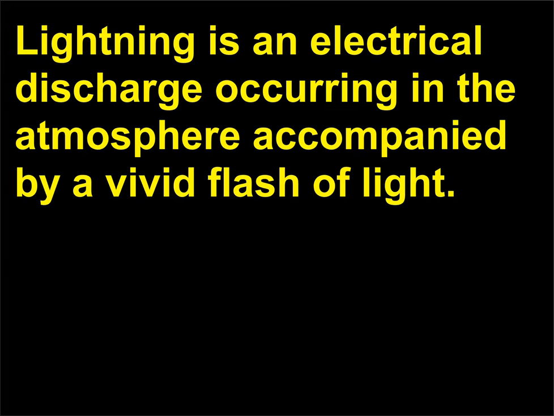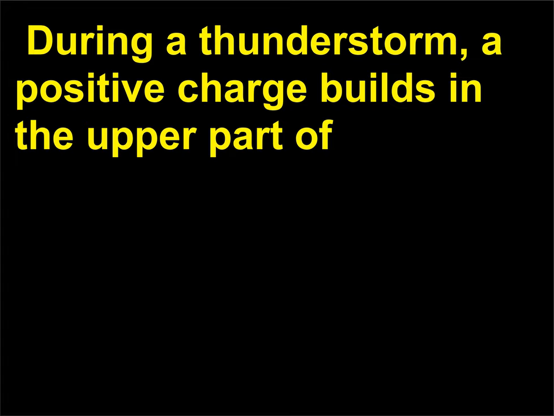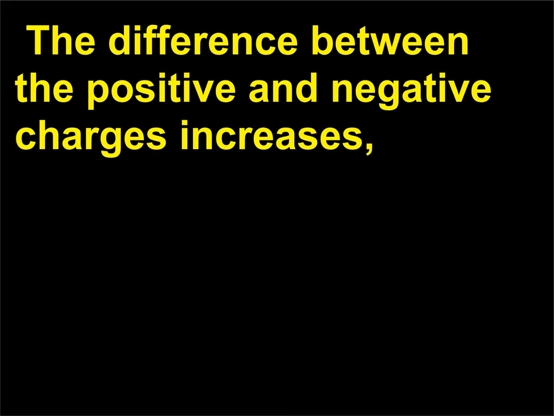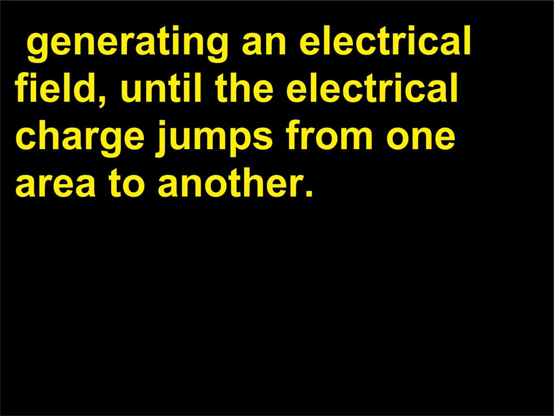Lightning is an electrical discharge occurring in the atmosphere accompanied by a vivid flash of light. During a thunderstorm, a positive charge builds in the upper part of a cloud and a negative charge builds in the lower part of the cloud. The difference between the positive and negative charges increases, generating an electrical field, until the electrical charge jumps from one area to another.